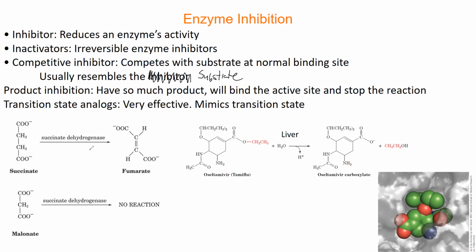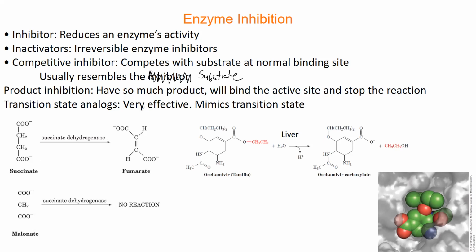To make a really good competitive inhibitor, you want to make what is called a transition state analog. And a transition state analog is a molecule that looks just like the transition state and will bind to your enzyme and kill it.